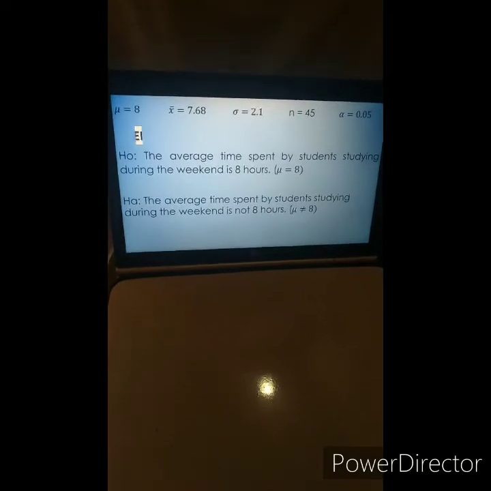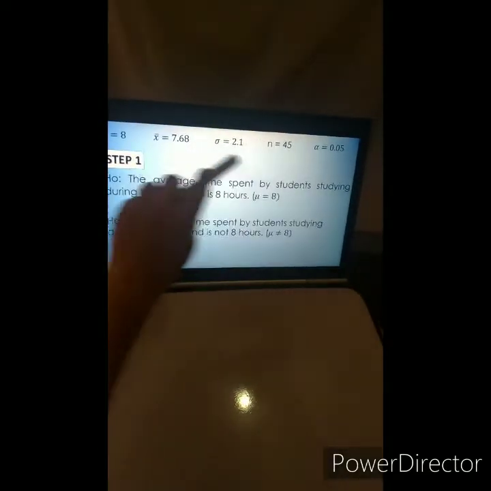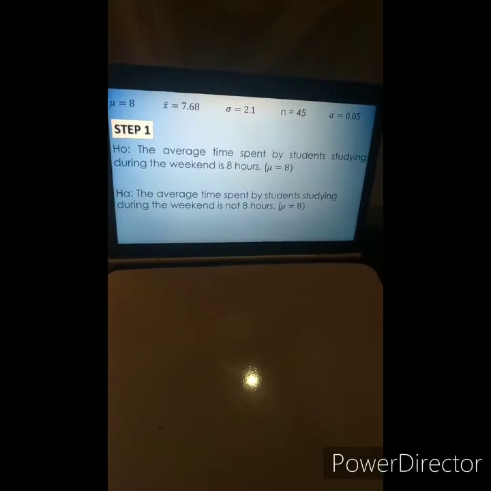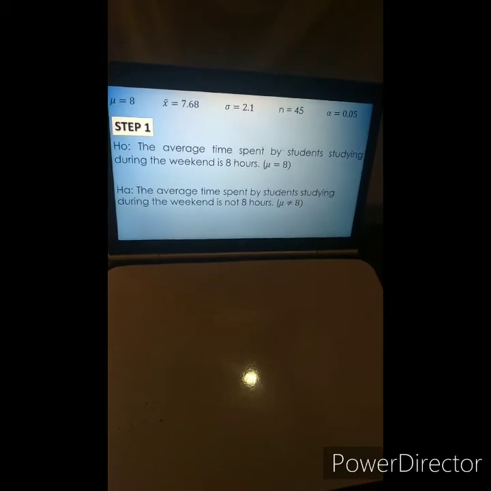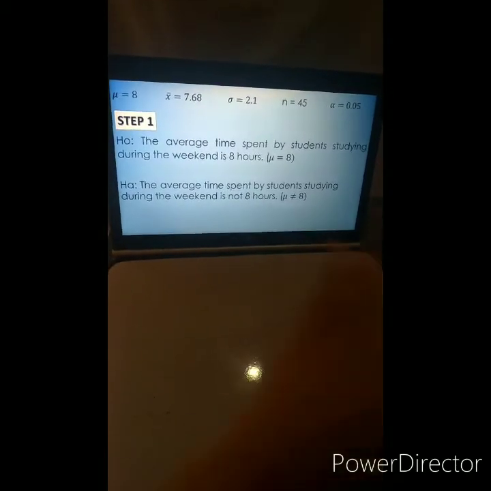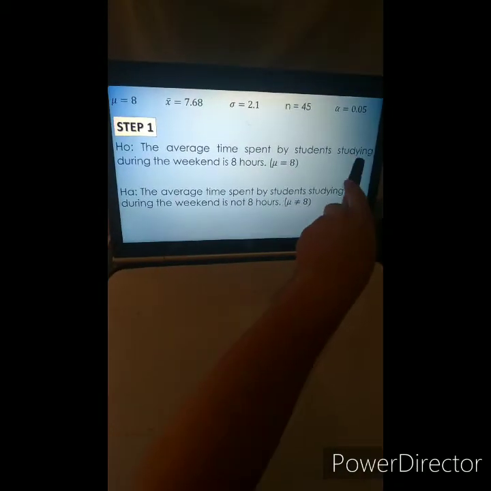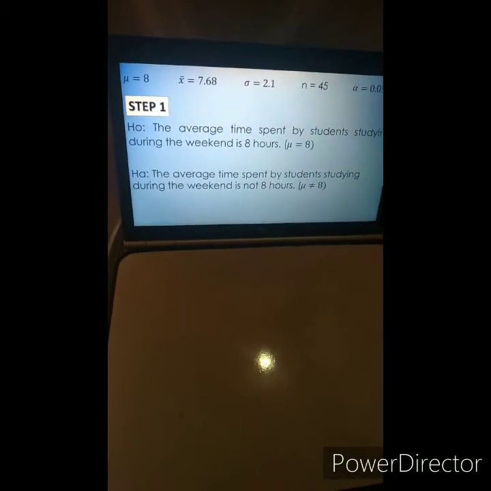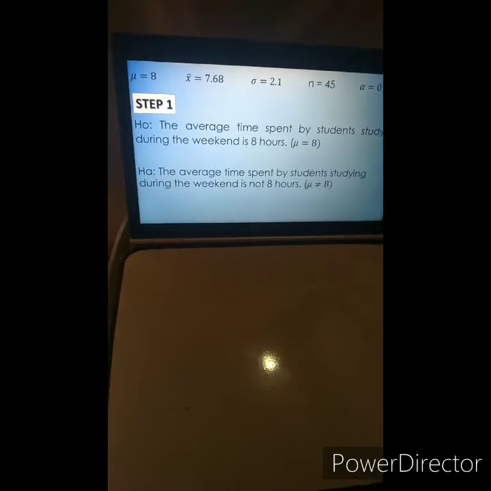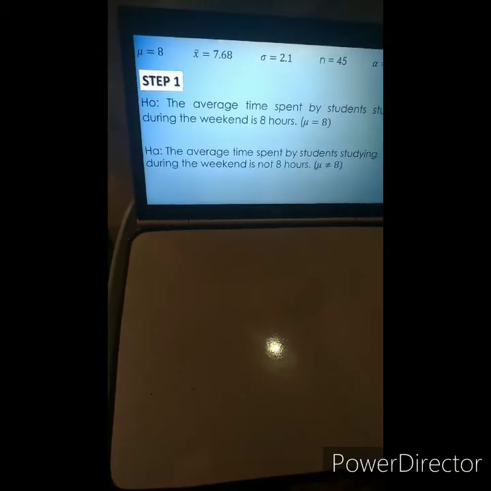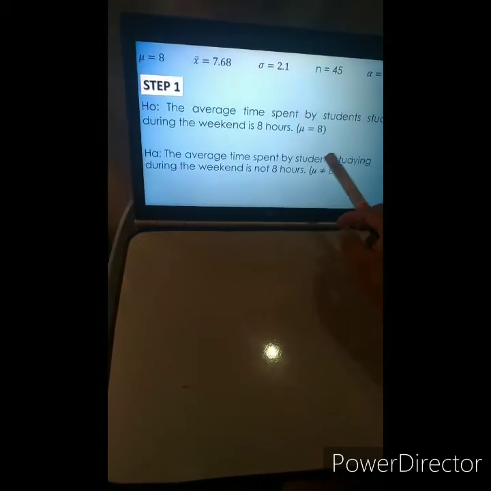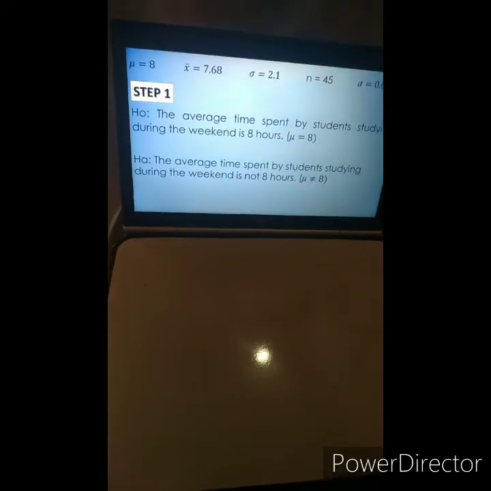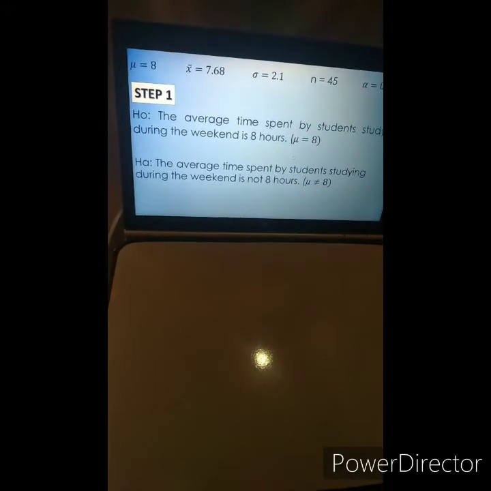What is our step 1? Step 1 is you have to construct your null hypothesis and alternative hypothesis. Our null hypothesis is the claim, right? The average time spent by students studying during the weekend is 8 hours. So mu is equal to 8. And what is the alternative hypothesis? The average time spent by students studying during the weekend is not 8 hours. So that is your step 1.